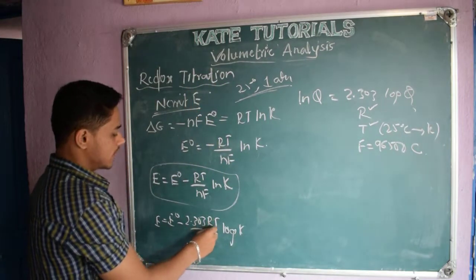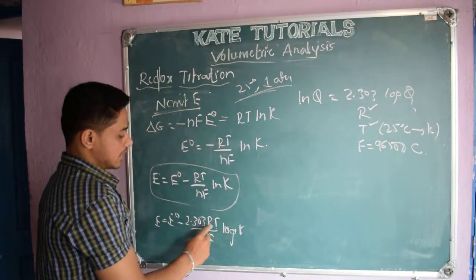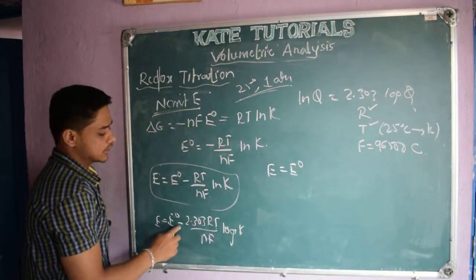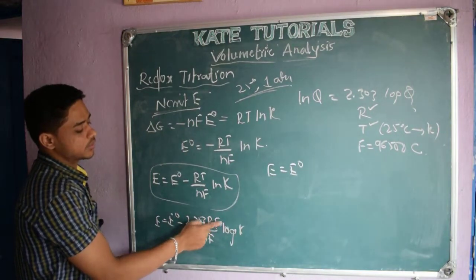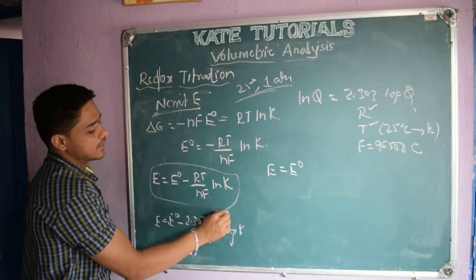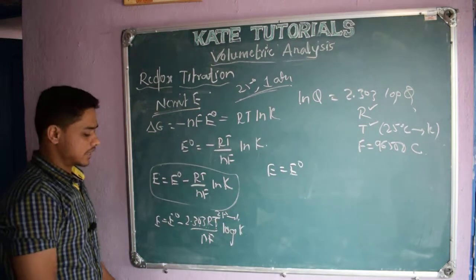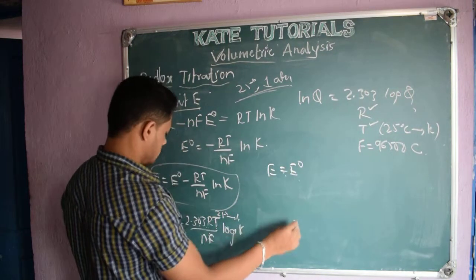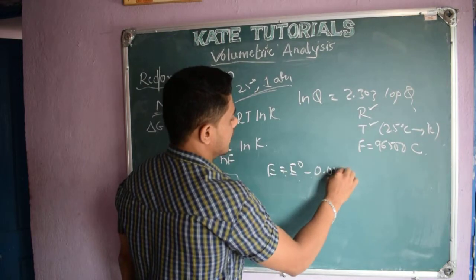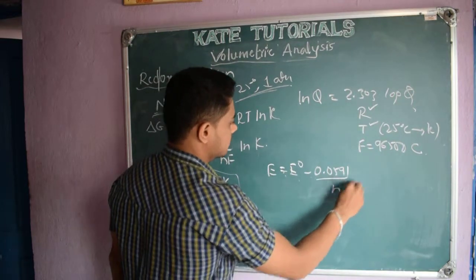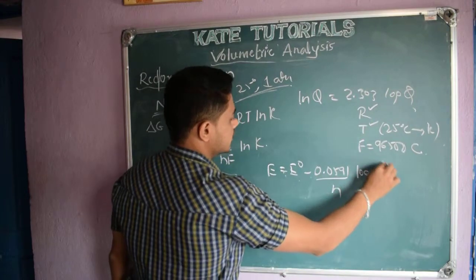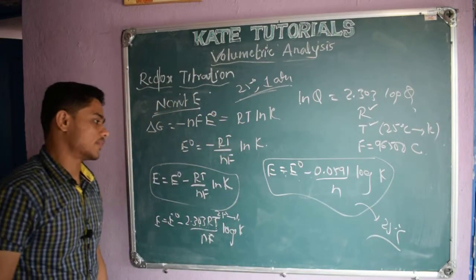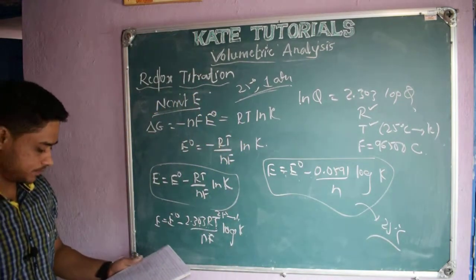If you substitute all these values at only 25 degrees Celsius, then E is equal to E naught. If I substitute 2.303, the R value, and the T value, 25 degrees converted into Kelvin, 298 Kelvin, and F also I know, so I will get E is equal to E naught minus 0.0591 upon n log K. This is the Nernst equation at 25 degrees Celsius. Right, at 25 degrees Celsius. This is about the Nernst equation.